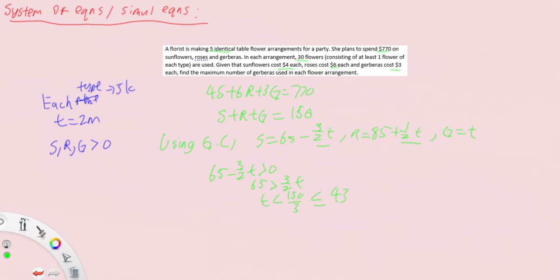So we know that t has to be a multiple of 2 and a multiple of 5. Let's try putting t equals 40. All right. So if t equals 40, s equals 65 minus 60, which gives us 5. R equals 85 plus half of 40, which would give us 105. Since all numbers are multiples of 5, we then have the final answer. Therefore, a total of 40 gerberas is used. However, what does the question want us to find? Each flower arrangement. Therefore, we have 40 divided by 5 to give us 8 gerberas in each flower arrangement.